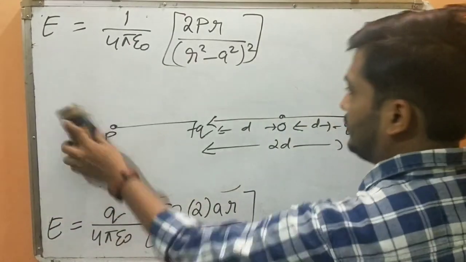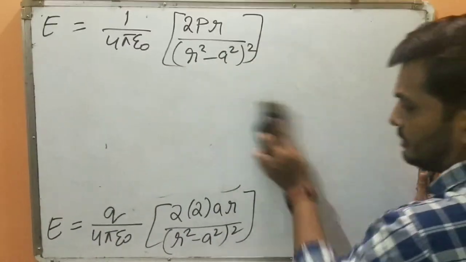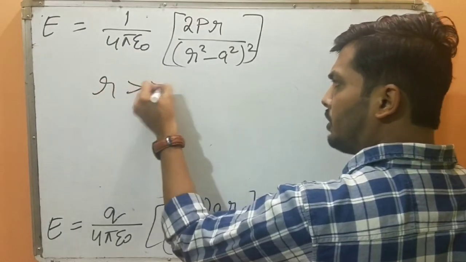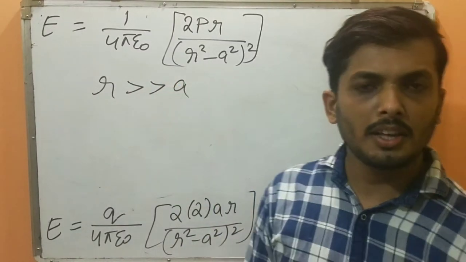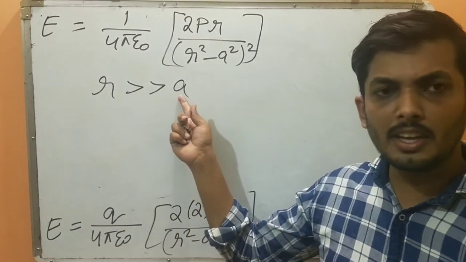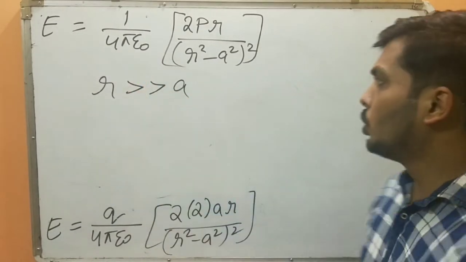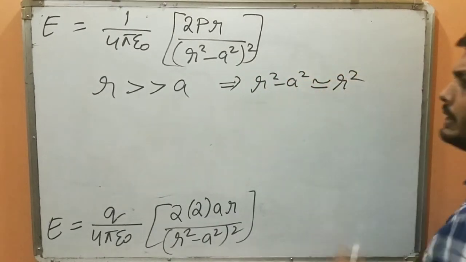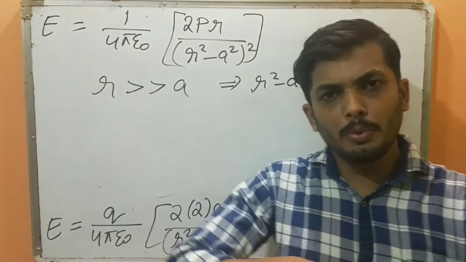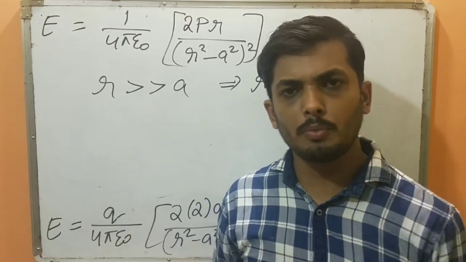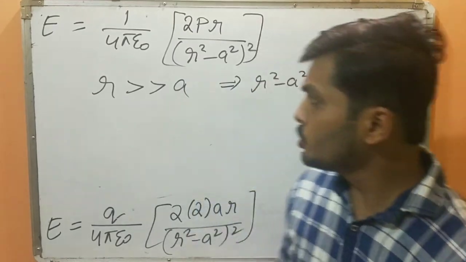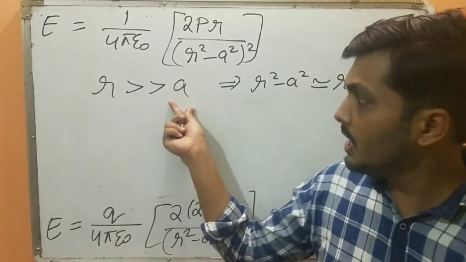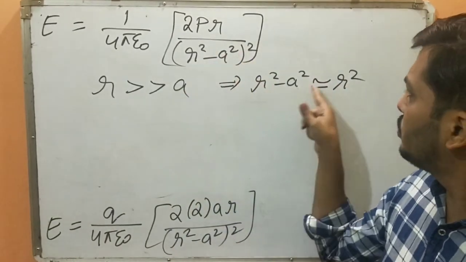So shall I write here that distance r is very much greater than distance a? Anything wrong in this? r is very much greater than a. So shall I write r square minus a square is nearly equal to r square only? Are you understanding? Here it's a big sea, and you are just taking one glass of water from it. Does it make any difference to the sea? No. Similarly, this r is a very huge, long distance compared to the distance a. So shall I reduce r square minus a square to nearly r square?